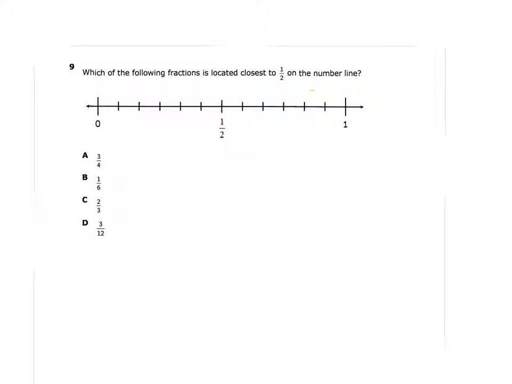So first I want to start with 3/4. 3/4 is equal to how many 12ths? So if I look at the bottom, 4 times 3 is 12. I have to do the same thing to the numerator. 3 times 3 is 9. So 3/4 is equal to 9/12. So I'm going to put that right here. 1, 2, 3, 4, 5, 6, 7, 8, 9. Right here is where 3/4 belongs.